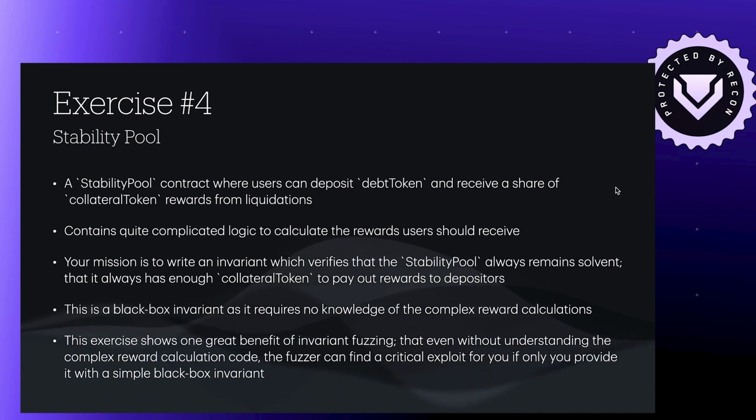That's really, really simple. It's not complicated. It's not rocket science. You don't need a math PhD for that at all. What else don't we need? Well, we don't need to read the code, right? This is a black box invariant because it requires no knowledge of the complex reward calculations, the liquidation logic, the staking. We don't need to know any of that, right?